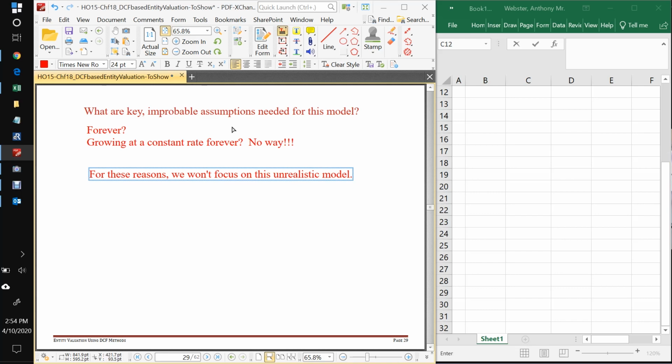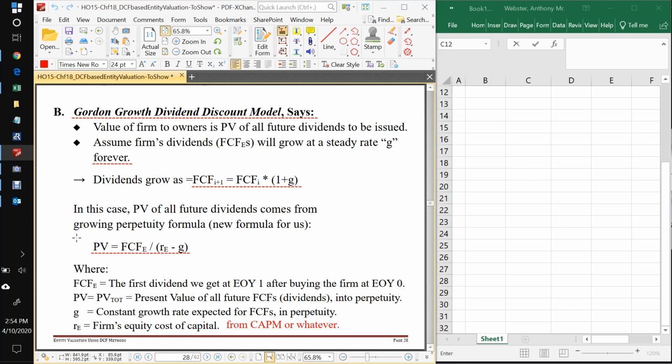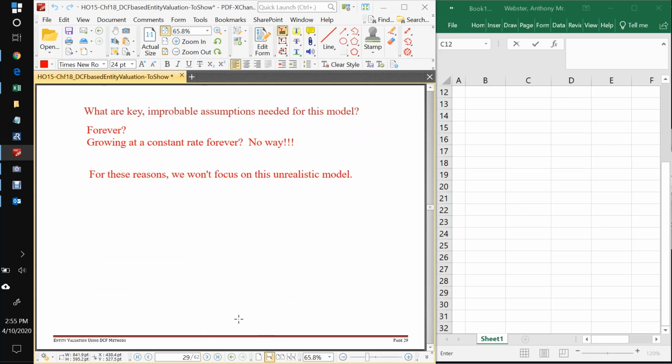So why did I torture you with this model? Because believe it or not, it actually does come up in investment banks. Remember, investment banks want to pitch you on a deal. They're not necessarily aligned with your best interests, so they'll make unreasonable assumptions about a firm, and they might use something like the Gordon Growth discount model to show you how great a firm is, that it's going to grow forever.